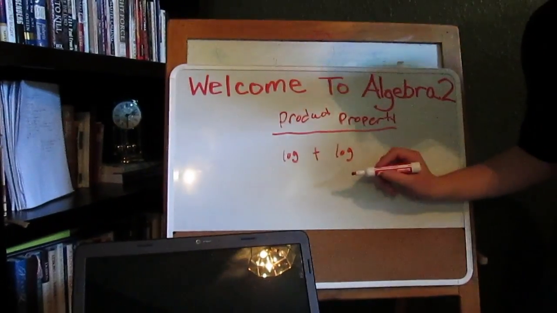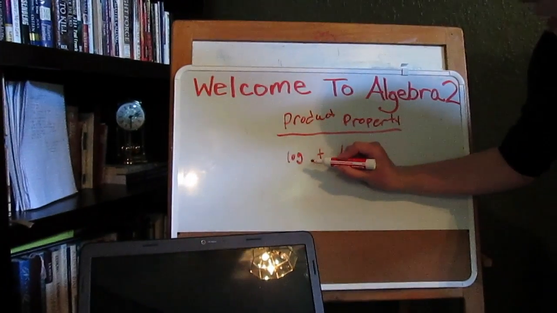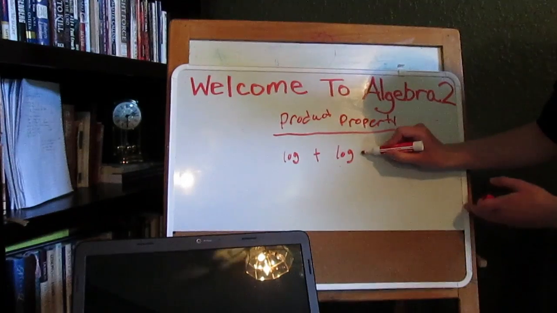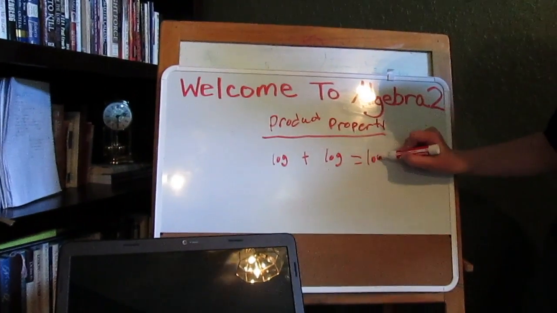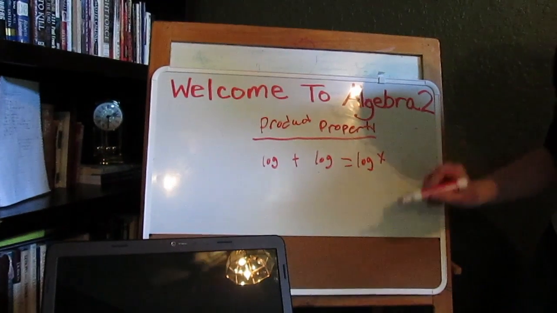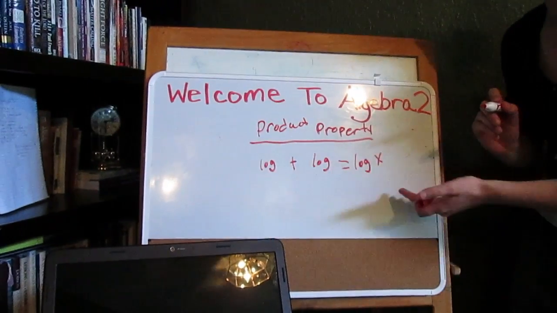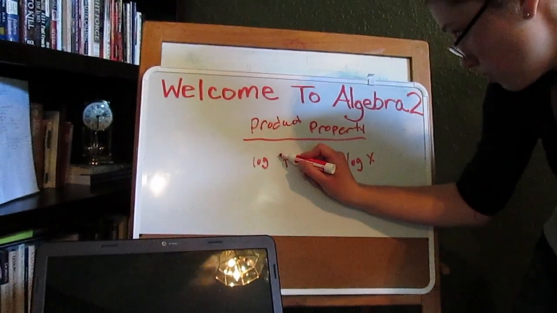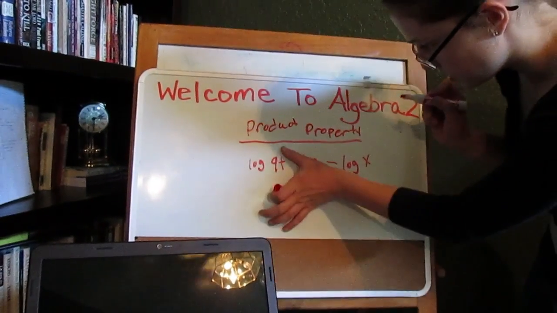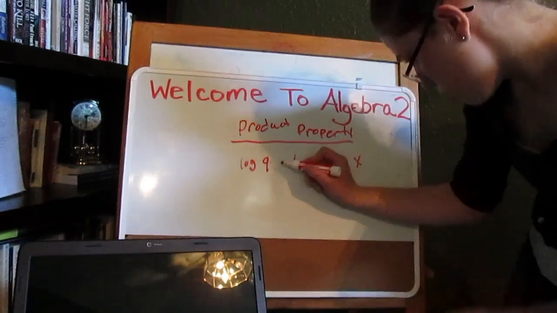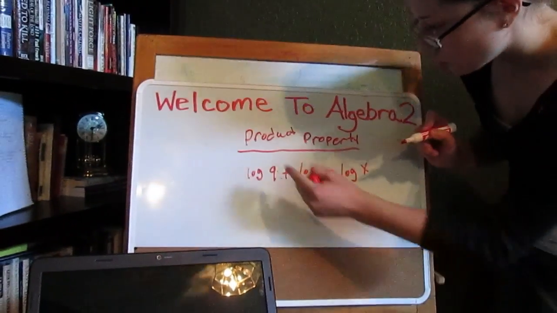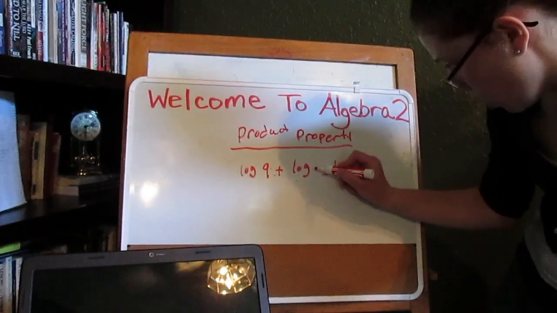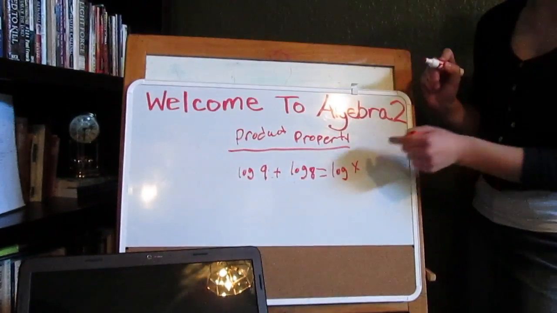multiply the arguments. So let's say I have two logarithms equal to another logarithm of argument x. They're all the common logarithm. So the first logarithm has an argument of 9. That's not a t, that is a plus sign. Log 9 plus log 8 equals log x.